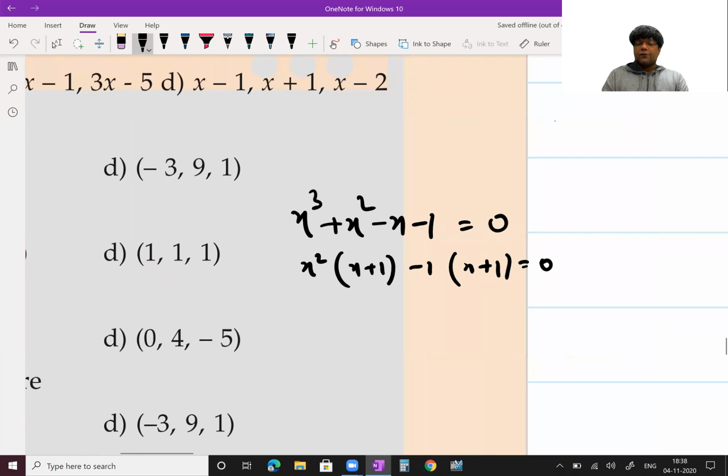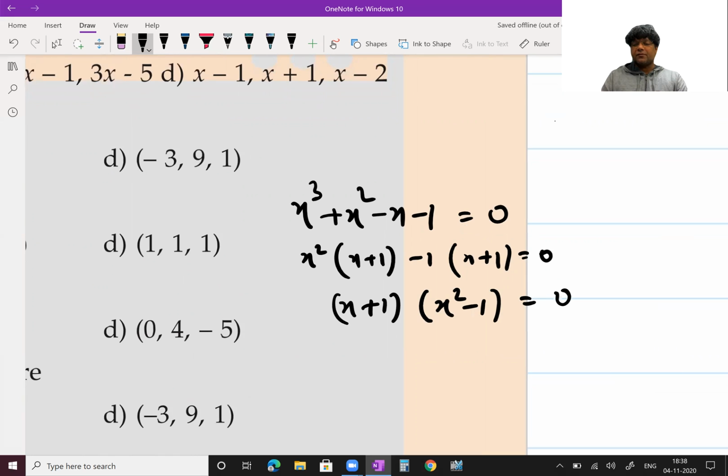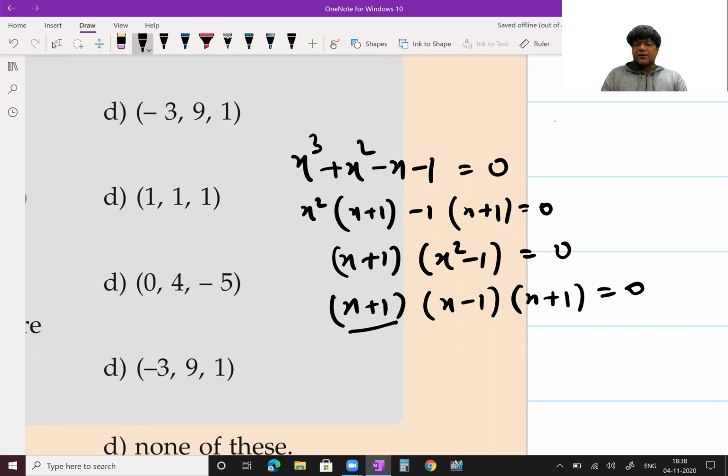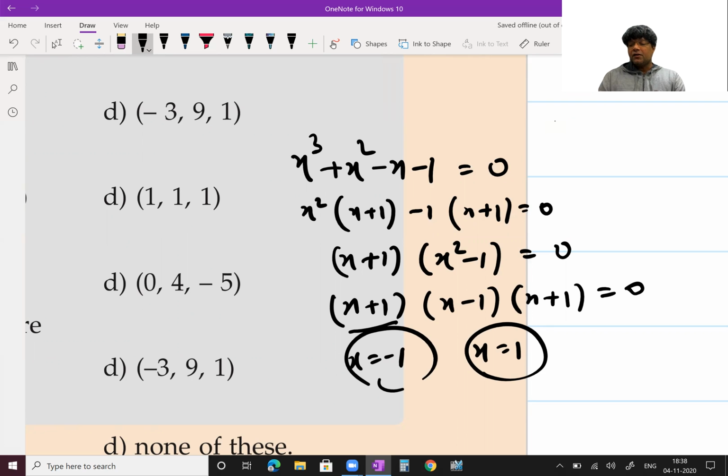So from first and second, x plus 1 common. So what is remaining from second? X square. And here from minus 1 is equal to 0. So what will happen? X plus 1 into, now x square minus 1 can again be factorized. X minus 1 into x plus 1 is equal to 0. So if the first factor is 0, you are getting x is equal to minus 1. If the second factor is 0, you are getting x is equal to 1. If the third factor is 0, you are getting x is equal to minus 1.